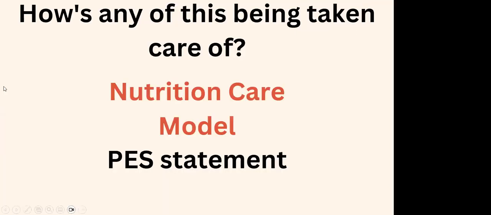Sorry. How is any of this being taken care of by a dietitian? There has to be a set of steps that she or he has to follow in order to track the progress from the very beginning, then assess, and then at the very end evaluate if the target has been met or not. This is where we go for the nutrition care model. We do something known as the PES statement.